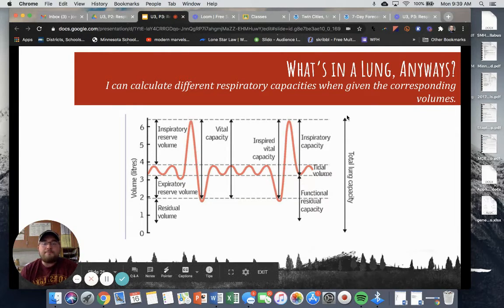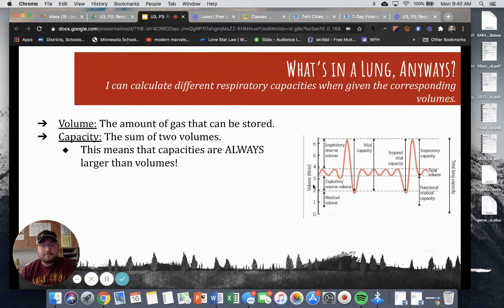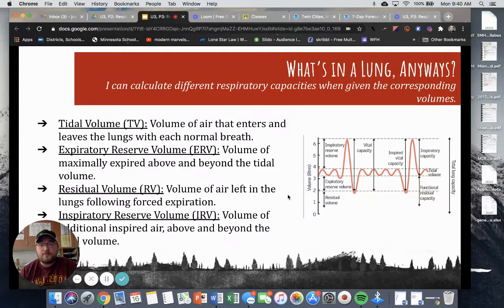So this is the chart that we're going to be referring to quite a bit over the next couple of slides and in this section of the video. Now, I'm not expecting you to memorize everything on here, but there are a couple of key points that I want you to know. So a volume is the amount of gas that can be stored, but the capacity is the sum of two different volumes, again, meaning that a capacity is always going to be larger than the volumes. So let's talk about volumes first.